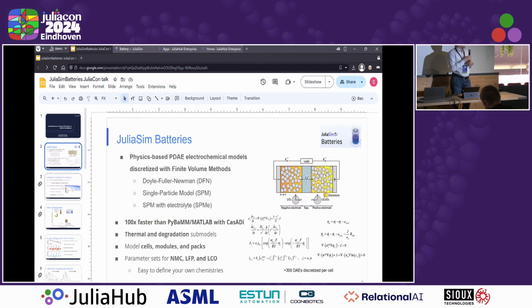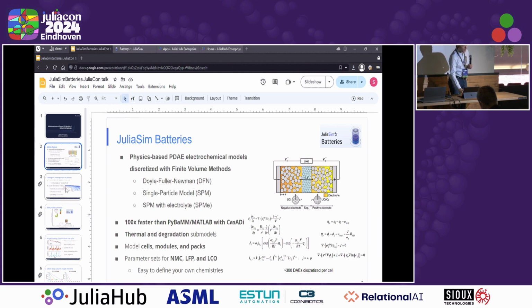Okay. So we have the discretization. We have like 300 DAEs per each cell, and we can compose these cells into packs. So you can have large battery packs, and one of the advantages over competing tools is that we are much faster than similar tools in Python, for example. We also have thermal and degradation submodels, and we support different sets of battery chemistries. It's also easy to add your own chemistry if you need.